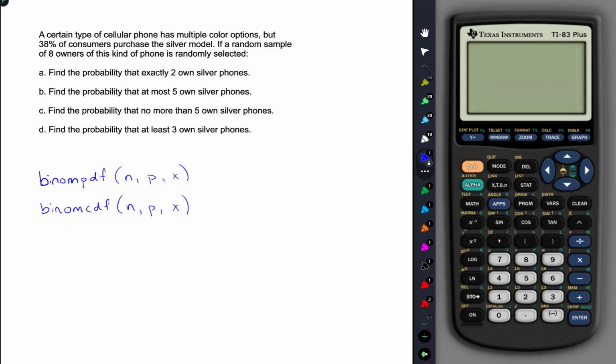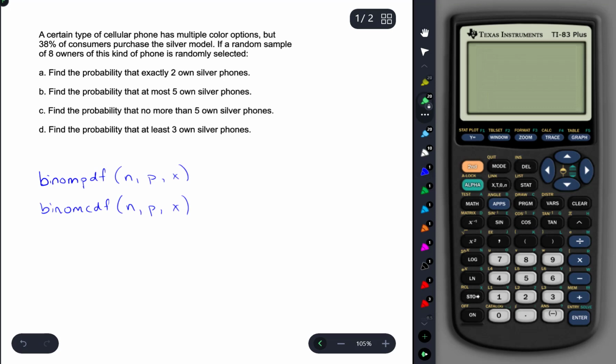In order to answer these, often the keywords that you're looking for are things like exactly 2 owning silver phones, at most 5, no more than 5, or at least 3. How do we go about determining this? Well, one way is to just straight up memorize, and you can absolutely do that. There's a way in your packet of notes that should exemplify how to just straight up memorize by translating the words into the formulas in the calculator. But there's a much better way of doing things.